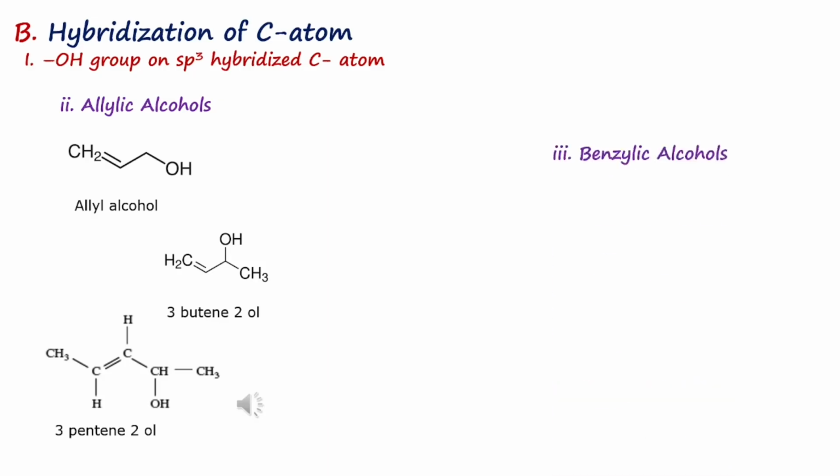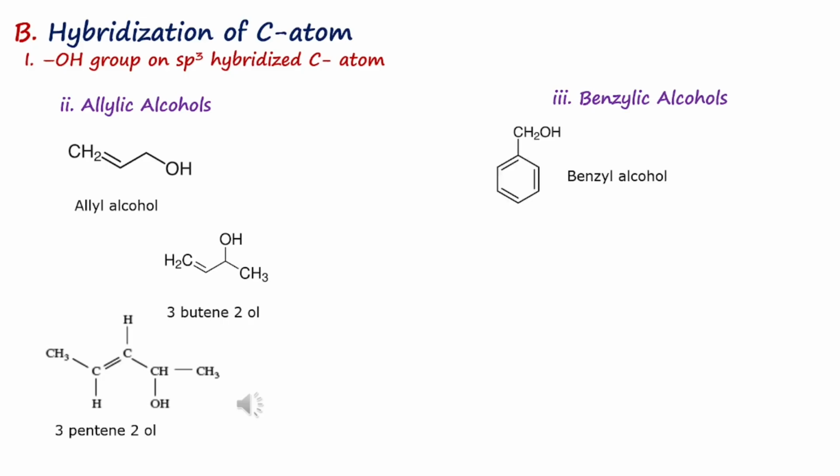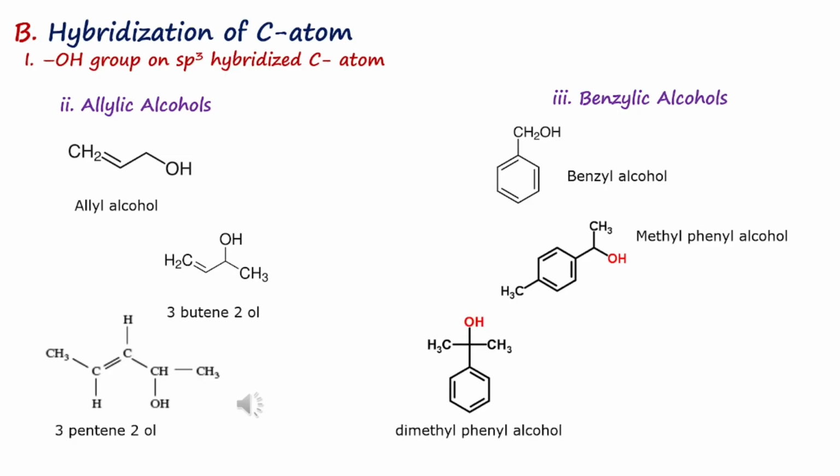The third subcategory is benzylic alcohols. Here the OH group is on the sp3 hybridized carbon atom which is directly attached to a benzene ring.